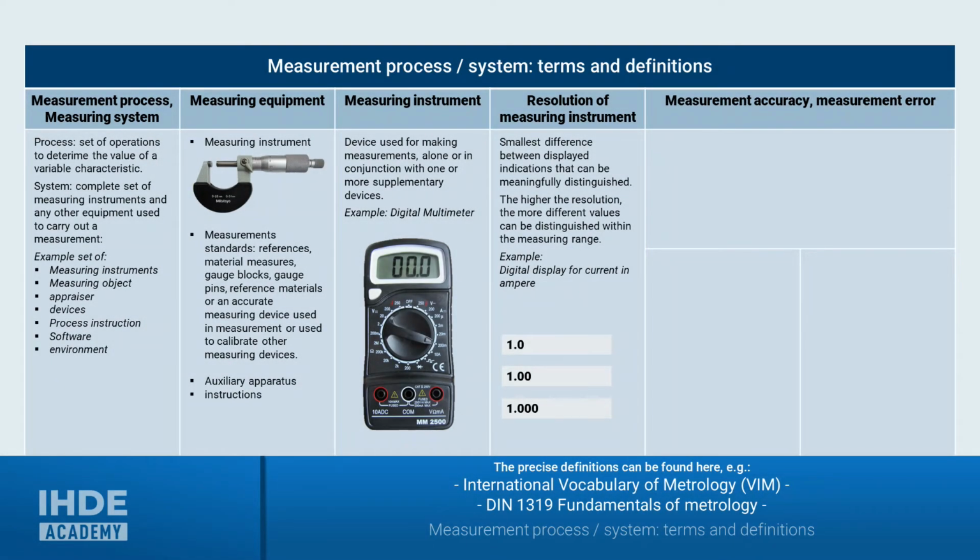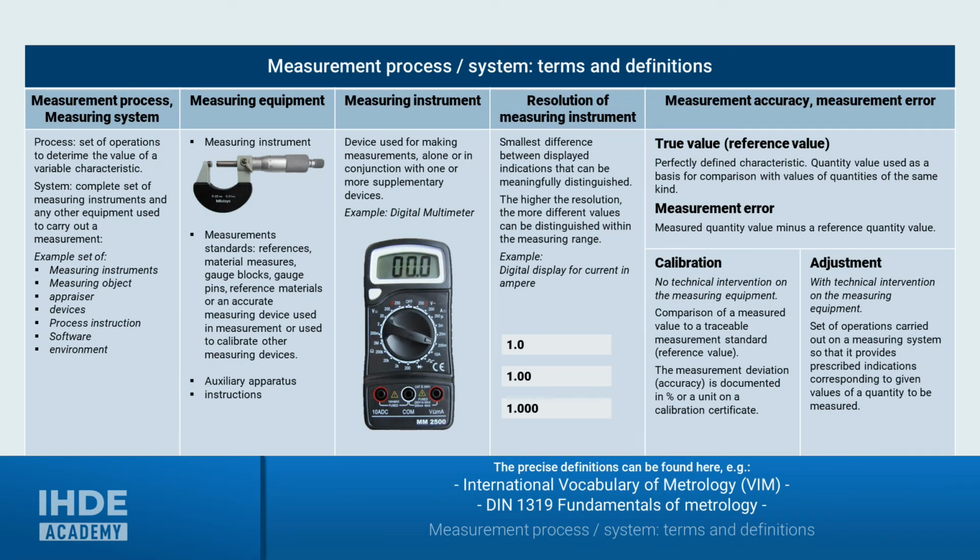The resolution of an instrument indicates the increments in which a measuring instrument can reproduce measured values, so it can clearly differentiate between them. The higher the resolution, the more different values can be displayed in a measuring range. As an example, the digital display could show the electrical current with the resolution of 1, 2, or 3 digits behind the comma. The resolution of the display is not synonymous with the measurement accuracy, which we are now coming to.